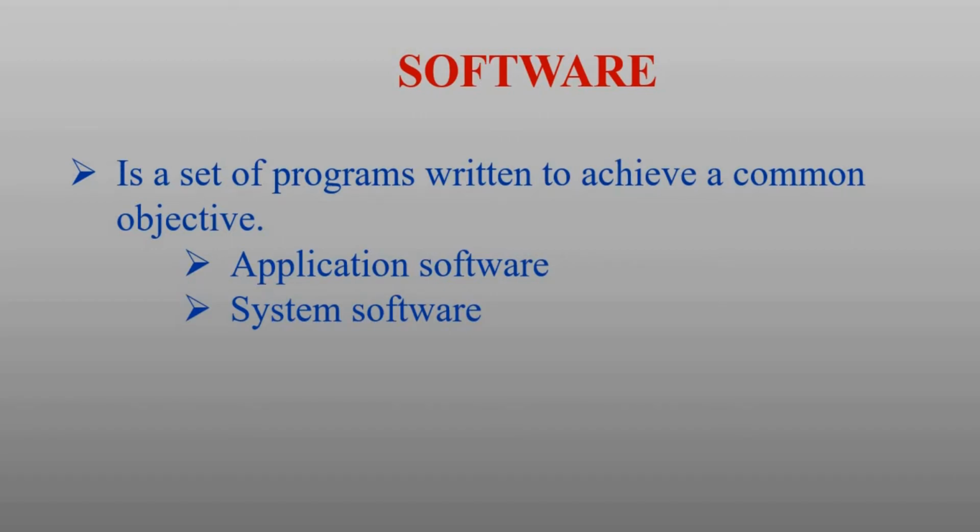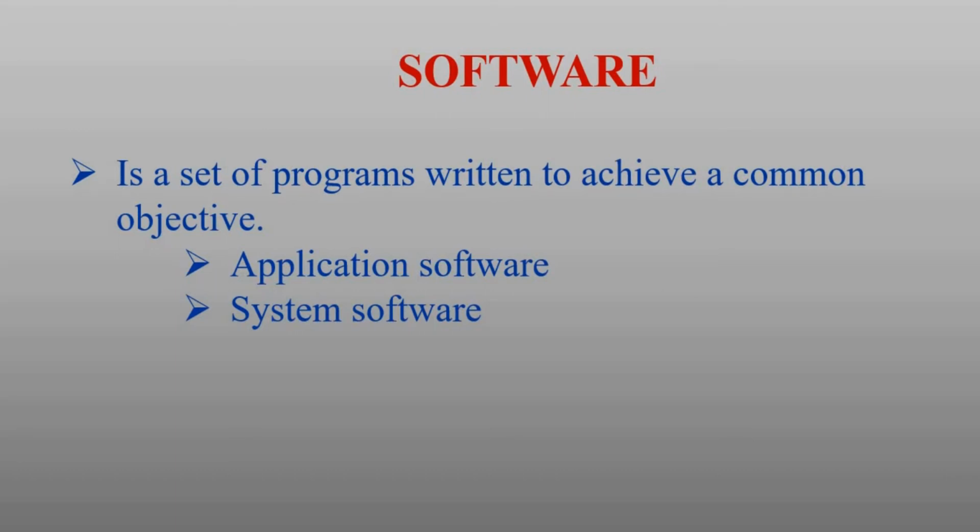If you consider Microsoft Word, it enables you to create a document. If it is Excel, you can create and perform calculations in Excel. So these kinds of software come under the category of application software. Then what about system software? System software is a set of instructional programs that controls the various operations of your computer.